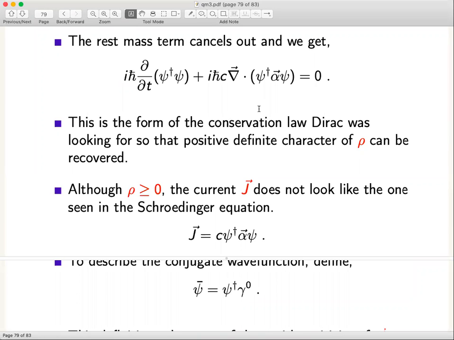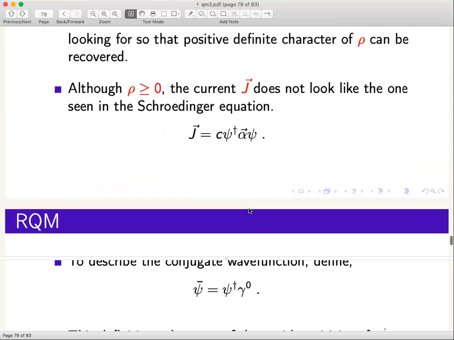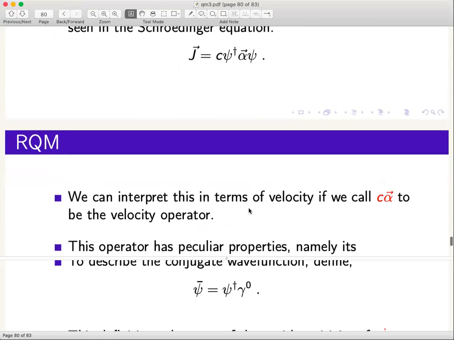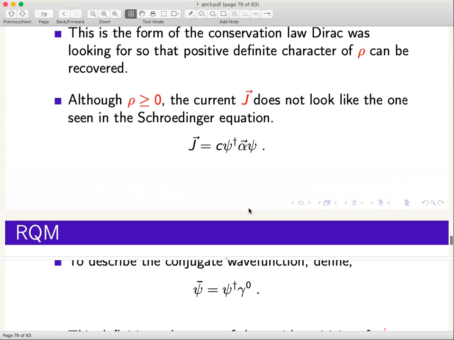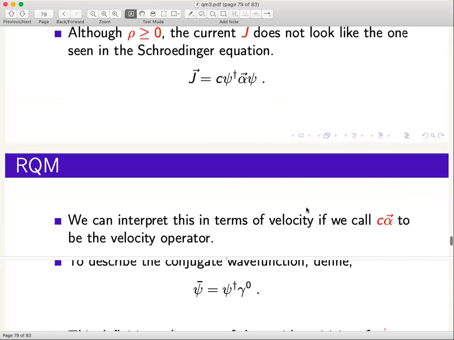In the case of the Schrodinger equation, J involved a derivative of the wave function. So it looked like there was some kind of velocity involved. Whereas this quantity, the J vector piece written out here, is just c times psi dagger alpha vector psi. That is quite different, and what we could try to do is interpret c times alpha vector to be the velocity operator.